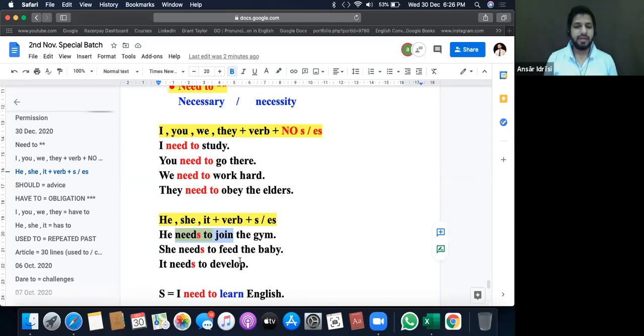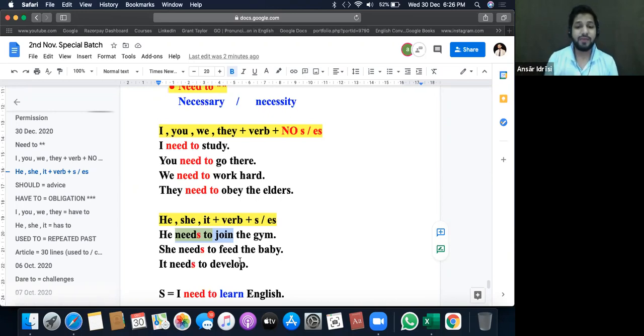अच्छा अच्छा, ओके. Now she needs to feed the baby, meaning उसको बेबी को फीड करने की जरूरत है, नहीं करेगी so the baby may die, मतलब बेबी मर सकता है. पॉसिबिलिटी के लिए मैंने may भी यूज किया है. Next one, it needs to develop, meaning for example our country is there. It needs to develop, अपने कंट्री को डेवलप होने की जरूरत है. अगर नहीं होगा तो अपना कंट्री पीछे रह जाएगा.